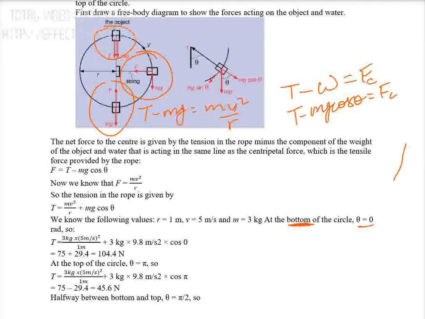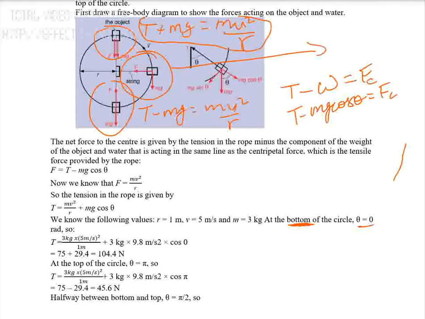And for the top, the angle is 180 degrees. Therefore, since it is 180 degrees, cos becomes what? -1. This negative sign makes the equation plus. Therefore, it becomes what? T plus mg is equal to what? mv square over r. This one is for the top.